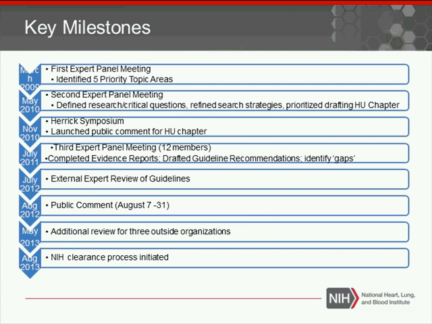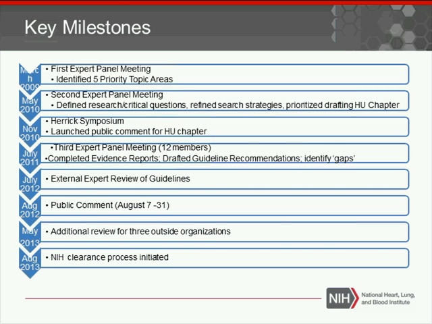Next slide, please. So these are some of our key milestones. As many of you are aware, we've been on this road a very long time. Our panel's first meeting was in March of 2009, actually end of February, beginning of March 2009. And during that meeting, they were able to identify the 5 priority topic areas. And that has transformed into the 5 topic areas that you'll see in the final document. Those specifically are health maintenance, managing acute complications, managing chronic complications, hydroxyurea therapy, and transfusion therapy.